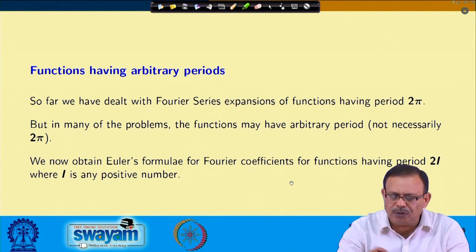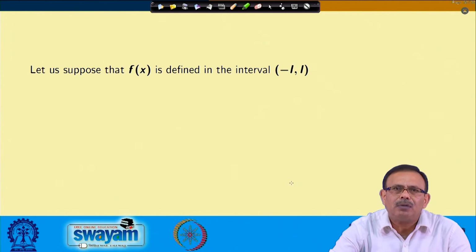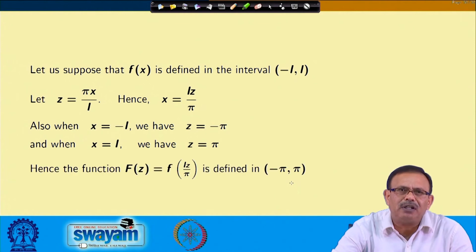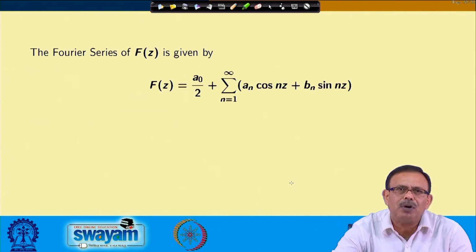Just as we have told here, we are making z equals pi x by L, so that x equals L z by pi. When x equals minus L, we have z equals minus pi. When x equals L, we have z equals pi. So now we are redefining the function in minus pi to pi as a new function capital F(z) equals f of L z by pi, and we know that F(z) can now be expanded in terms of Fourier series, which is known to us.